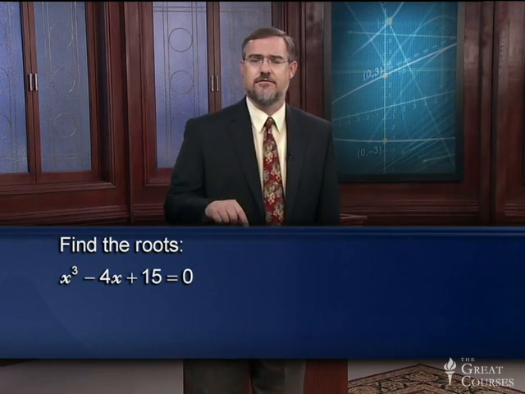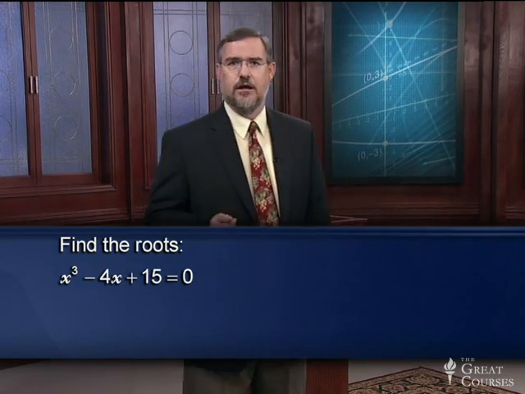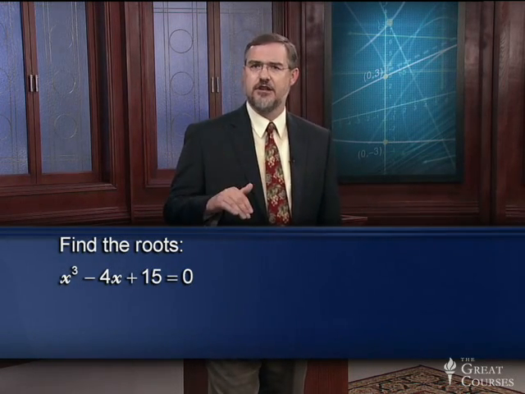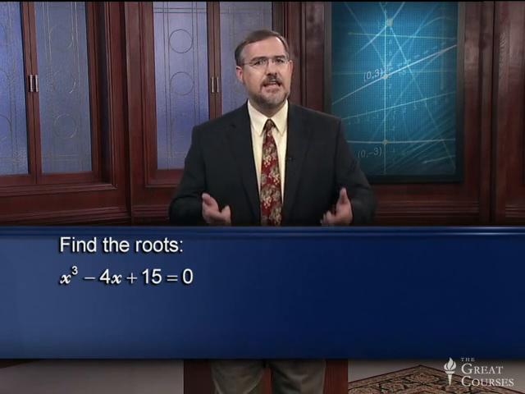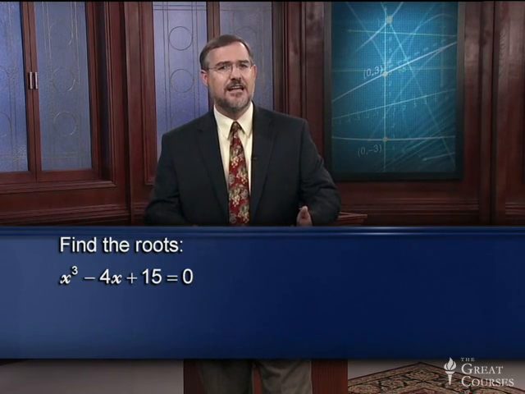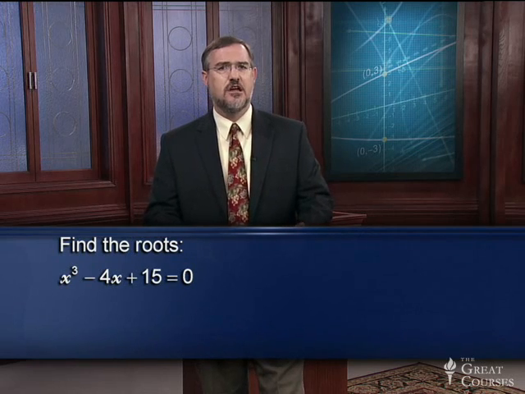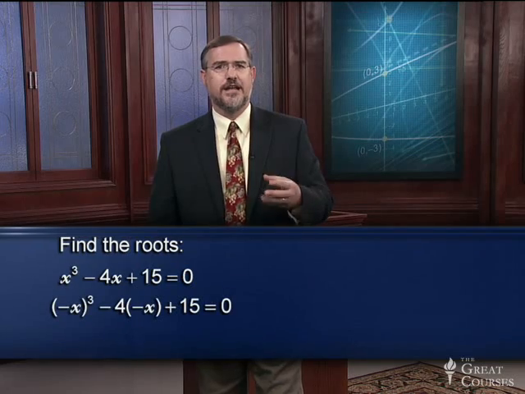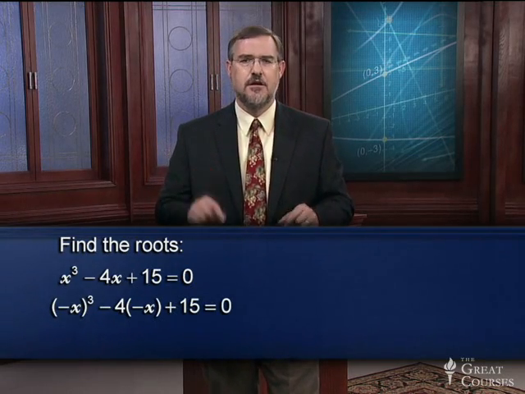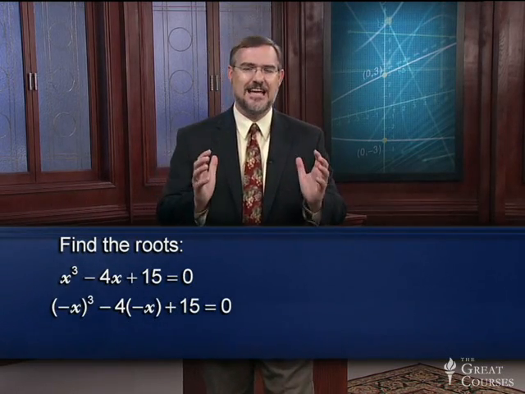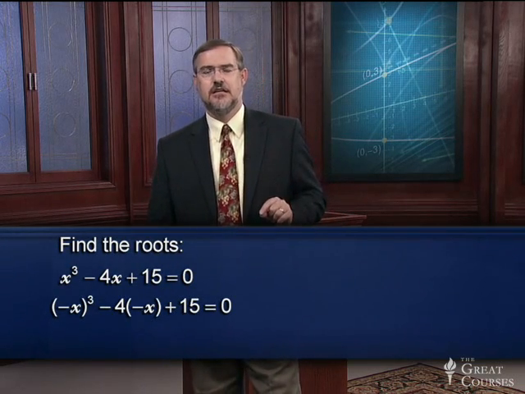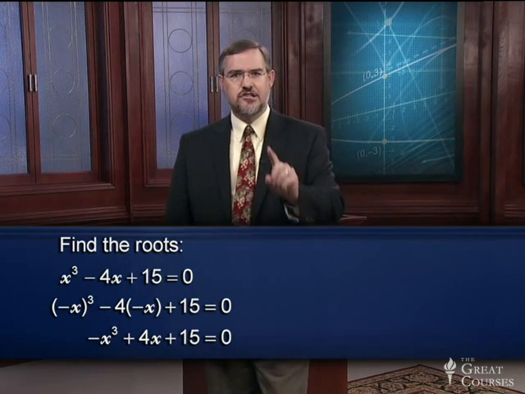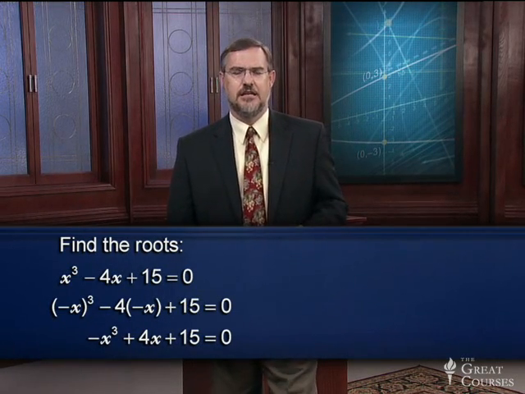How about the potential negative roots? Well, let's go back and look at our equation again. You're going to have x cubed minus 4x plus 15 equals 0. And now remember what you have to do to find the negative roots in Descartes' rule of signs? You have to replace x by negative x. So we're going to have negative x cubed minus 4 times negative x plus 15 equals 0. And that's going to equal negative x cubed plus 4x plus 15 equals 0.